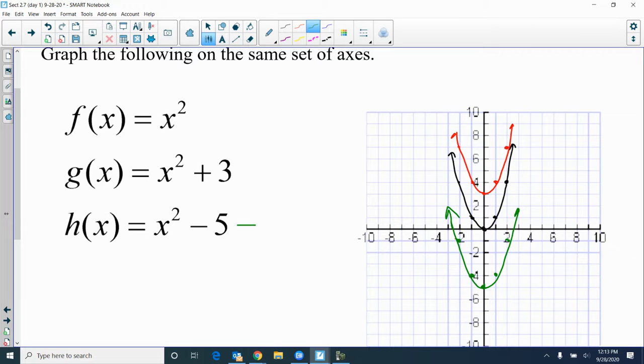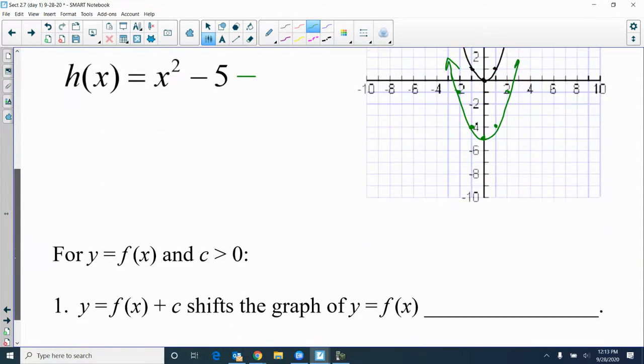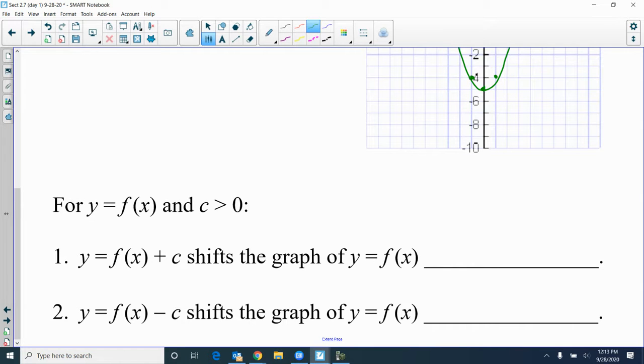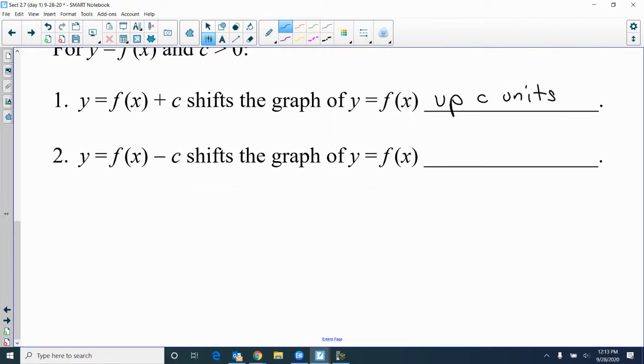Now, you're going to try and figure out the rules here. So if y equals f of x and c is a positive number, y equals f of x plus c, what does this mean? Y equals x squared is our base function. Well, what happens when I add a constant to it? It shifts the graph of your original function. How? It moves it up however many units that c is. So it shifts the graph of y equals f of x up c units. And if it's a minus c, it's going to shift it down c units.